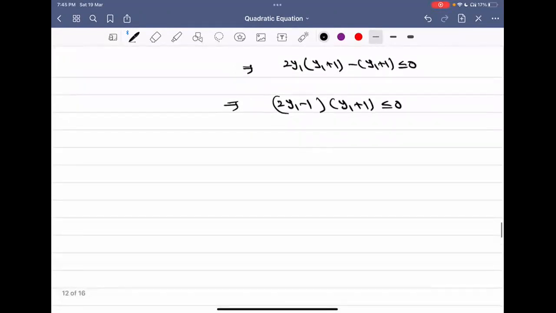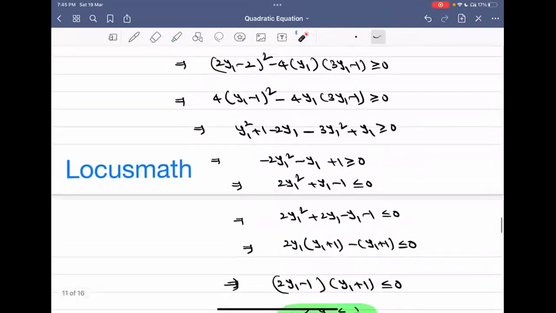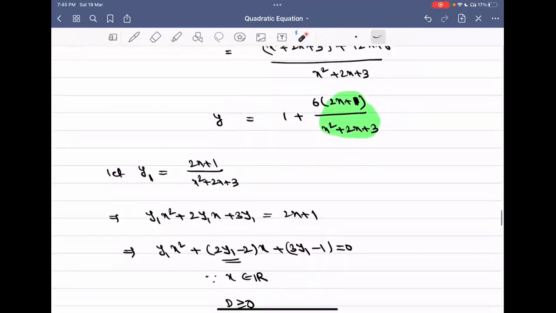So here y1 lies between the roots. The roots are minus 1 comma 1 by 2. Therefore, minus 1 is less than or equal to y1 is less than or equal to 1 by 2. So we got this one. This is the range of y1. That is what we got. The minimum value of y1 is minus 1. The maximum value of y1 is 1 by 2. But our requirement is what? The minimum and maximum value of not y1, but y. For y, we need the minimum value.